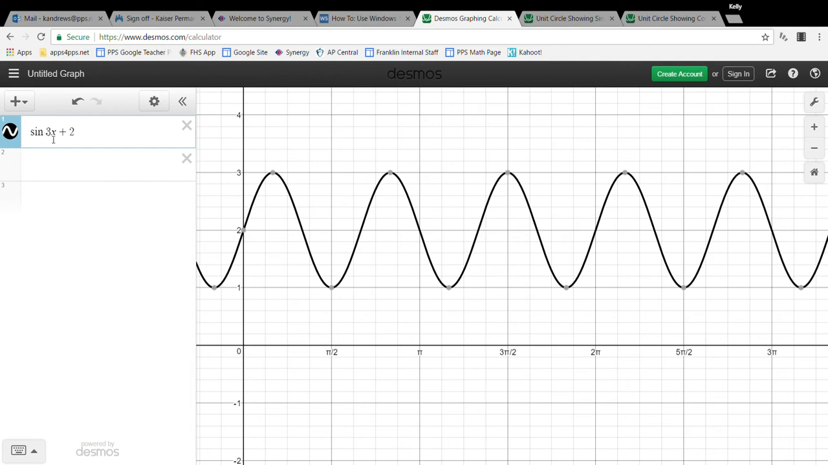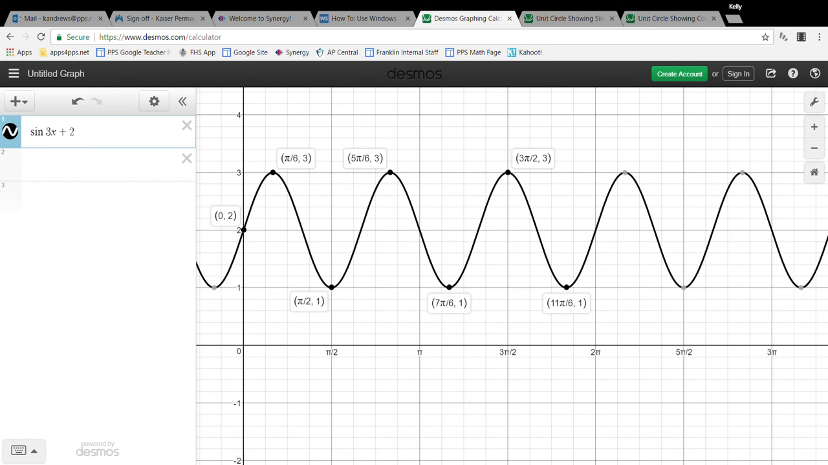Now, because of that frequency, I know I have to finish 1, that's 1 cycle, 2, that's 2 cycles, and 3 cycles between 0 and 2 pi. When you start getting into further transformations, you have to be really careful. My biggest piece of advice is to build your graph around your midline. Always put that midline in first, and then determine your starting point.